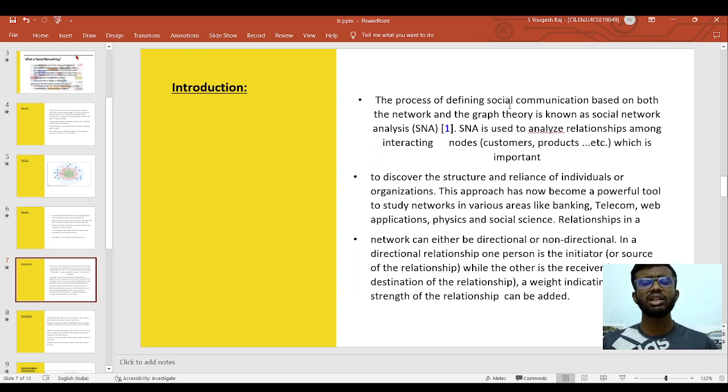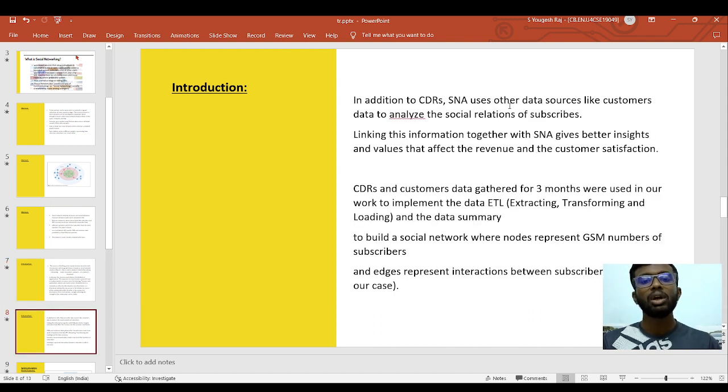In addition to the CDRs, SNA is also used for subscription making. Here the CDRs, the call detail records, and SNA use other data sources like customer data to analyze the social relations of a subscriber. Linking information together with SNA gives better insights and values that affect the revenue and the customer satisfaction.